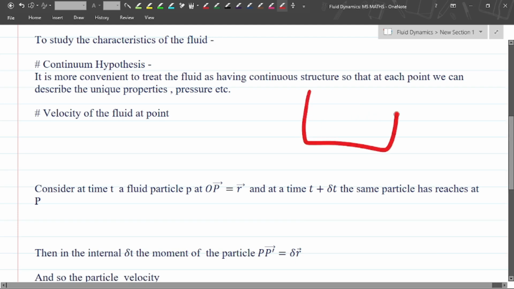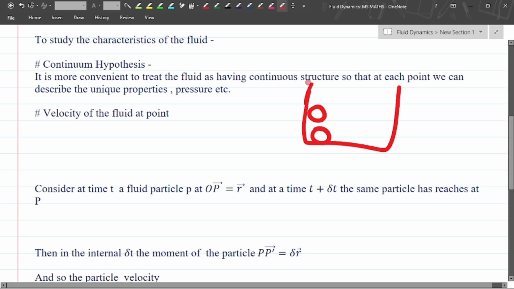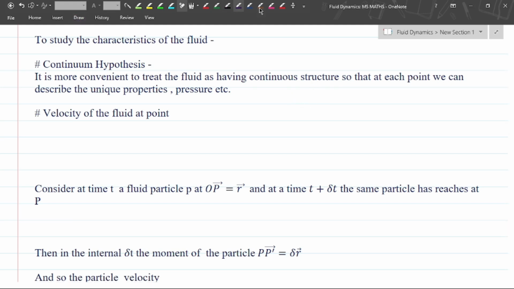You will not see in any case that here is some fluid and there is a vacuum in between. Obviously, at the atomic level, there will be space, there will be vacancies. But in general, you will not be able to see the vacancy. You will see a continuous portion. If a fluid is there, you will see a continuous portion. So it is known as the continuum hypothesis.